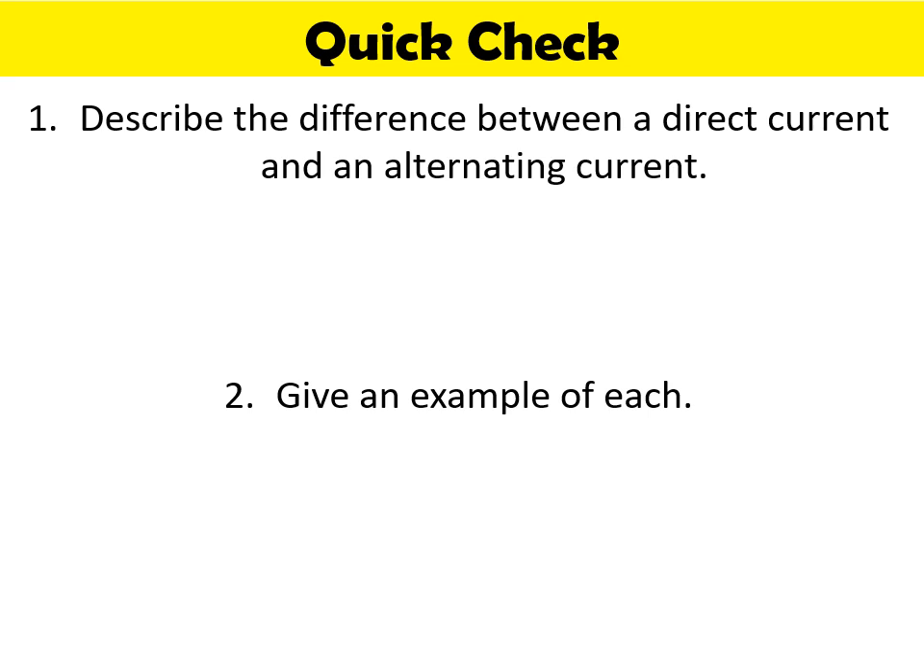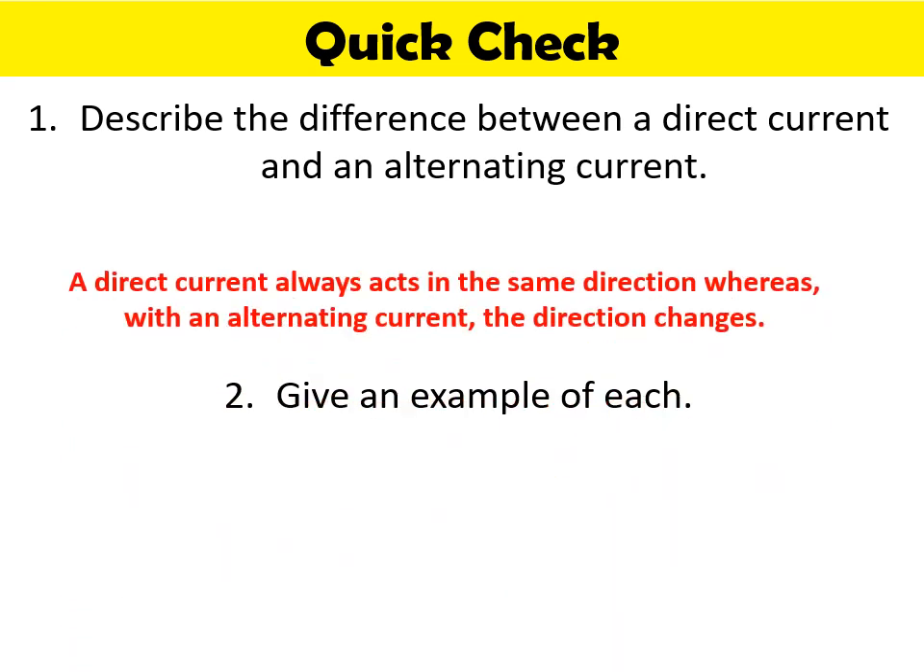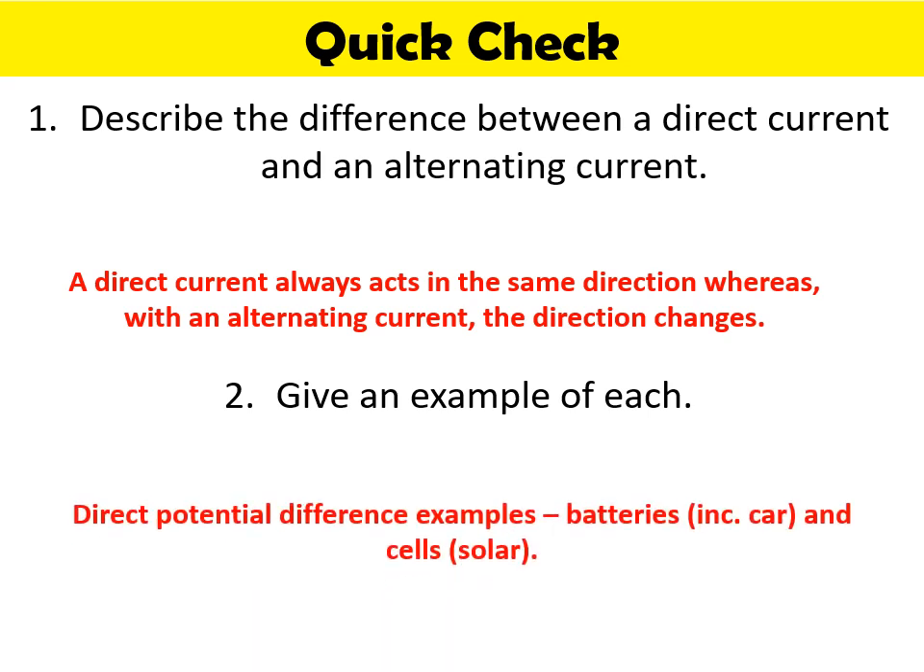Okay, so now the answers. Direct current is always in the same direction, whereas for alternating current, the direction keeps changing. Example for direct current or direct potential difference, it doesn't matter, batteries and cells. And for alternating, our example is a power station.